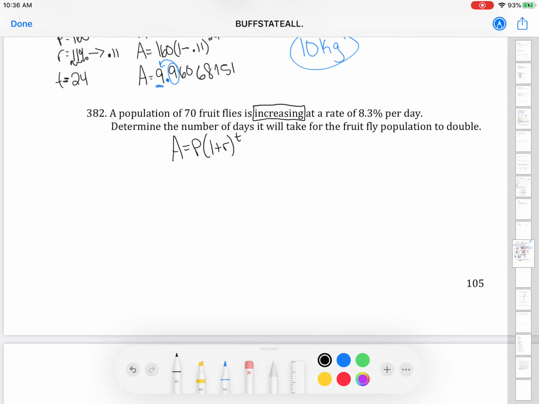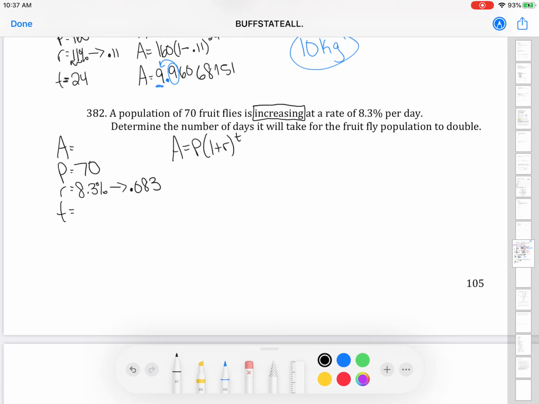So it says increasing. I'm going to write out my formula to start. A equals P times (1 plus R) to the T. And I'm going to have a party off to the side. I know my joke's getting tired, but I love it. A party. Okay, a population of 70 fruit flies is increasing. So it's telling me I'm starting with 70 fruit flies in the beginning, and it's going to increase now at a rate of 8.3%. When I divide that by 100, I get 0.083. So my R is 0.083.